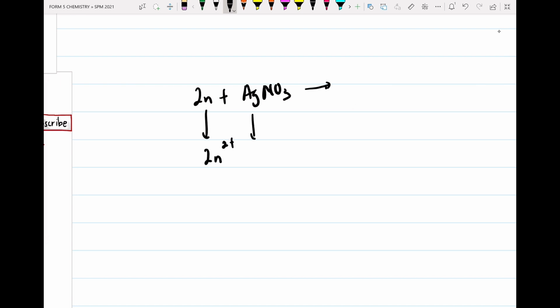Zinc is the more electropositive metal. It will oxidize to form the zinc 2 positive ion, and silver ion is the less electropositive metal. So we have nitrate ion. The nitrate ion will not be involved in the reaction. So during chemical reaction, which one is more electropositive? This one. So combine together.